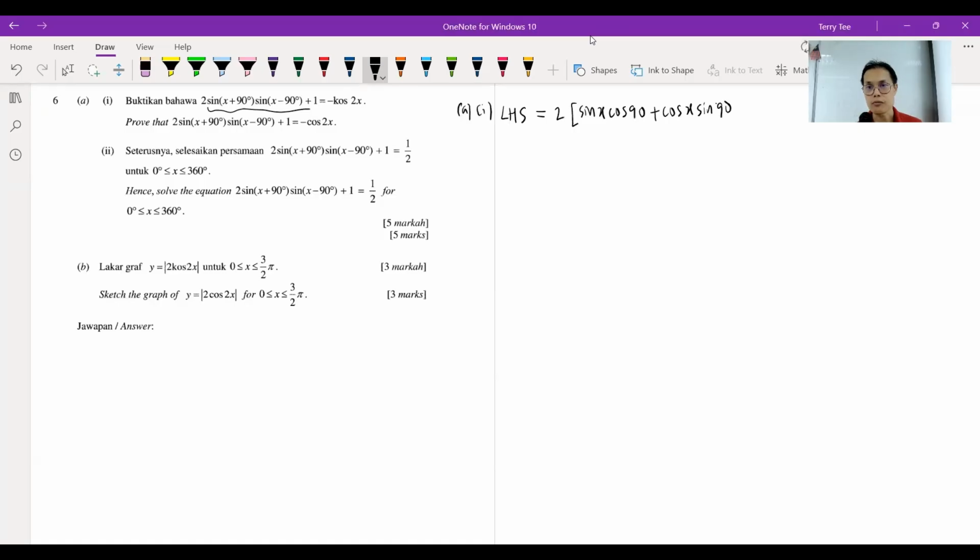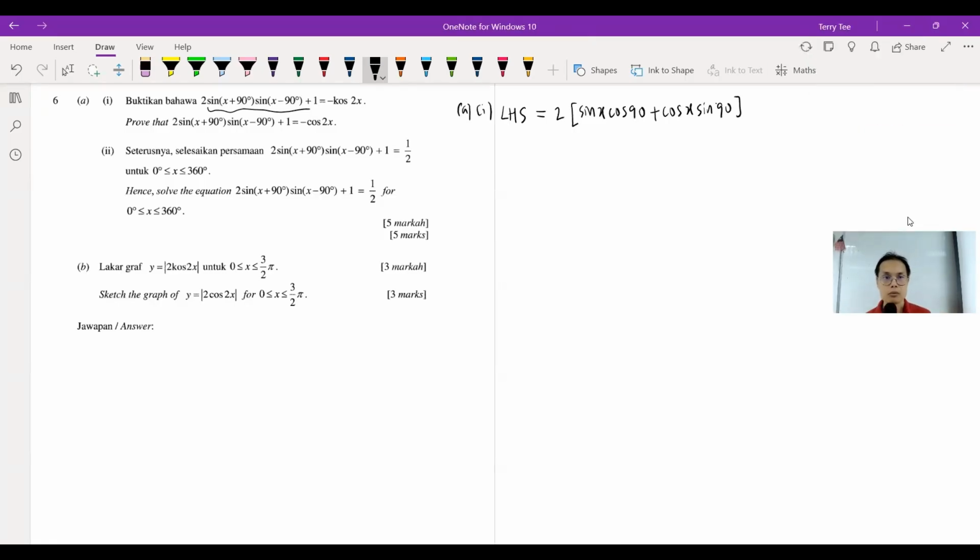B is 90. So if you cannot remember, please refer to the list of formula. Now, follow on by sine (x minus 90). See, the difference is one is a plus, another is a minus, the rest being the same, right? So you don't have to worry so much. Just copy the whole thing, sine x cos, followed by cosine, but it's a minus here, cos sine. And then you have a plus 1.